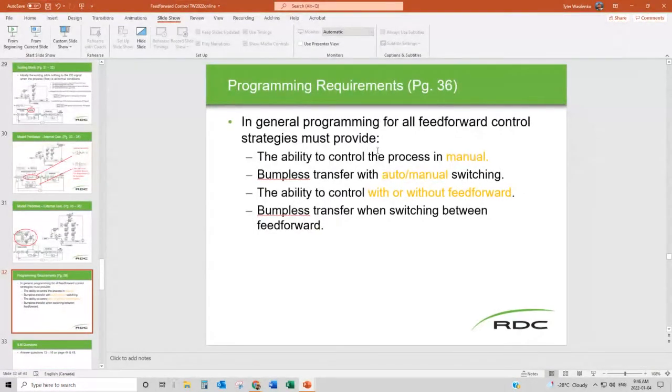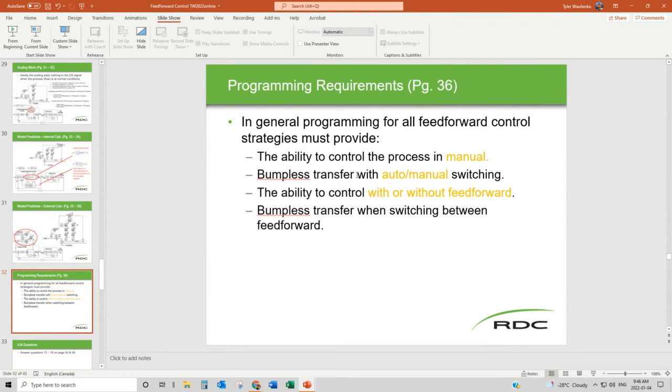Okay, programming requirements. Lots of things here you'll find similar to things we talked about in third year. So general programming for all feedforward control strategies must provide the ability to control the process in manual, just as any other process. We can't just run it in automatic. We have shutdown and startup situations where we have to run things in manual. We want to have bumpless transfer when we switch between auto and manual. We want to make sure that we don't have process upsets. And if you remember from third year, the result of that is called bumpless transfer.